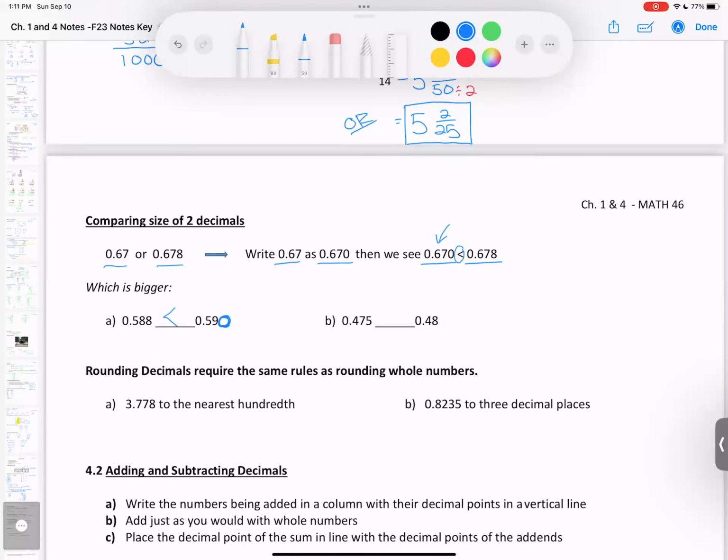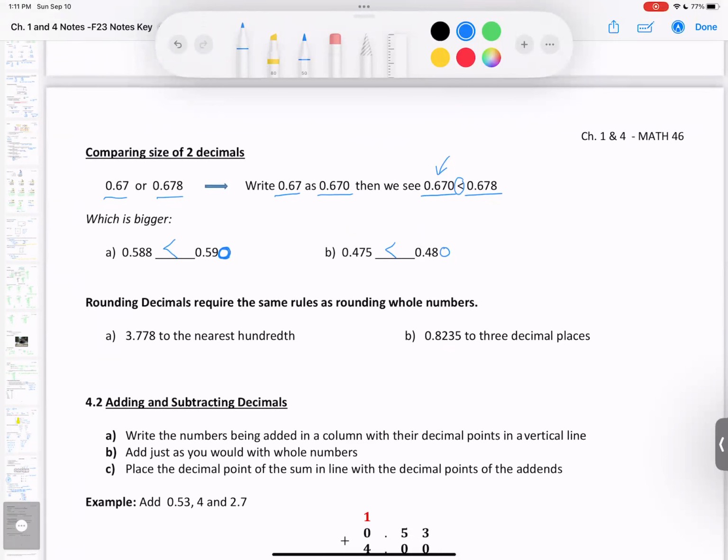All right, last one, maybe pause this video and try B on your own. All right, so hopefully you had a chance to try B. I'm going to add a 0 here, and 475 is less than 480, so that will also be a less than symbol.